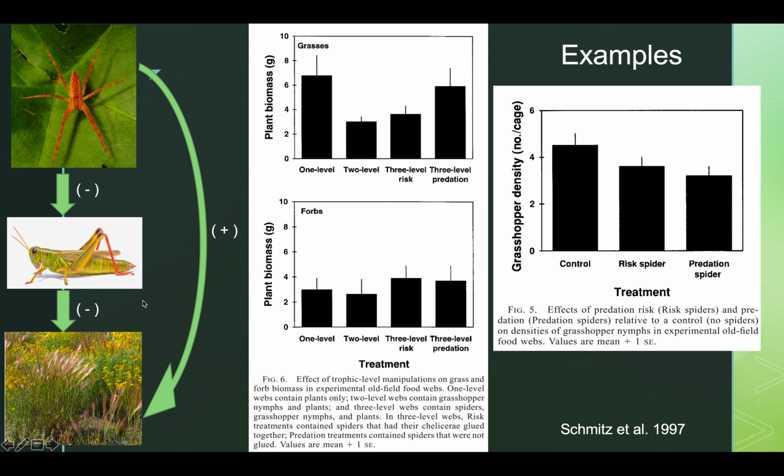So here we've got the presence of a spider, which will decrease the amount of grasshoppers, which then decreases the amount of grass. But when we have an increased amount of these spiders, we actually have even fewer grasshoppers, which means there's less predation on the grass, which means an increase in the amount of grass.